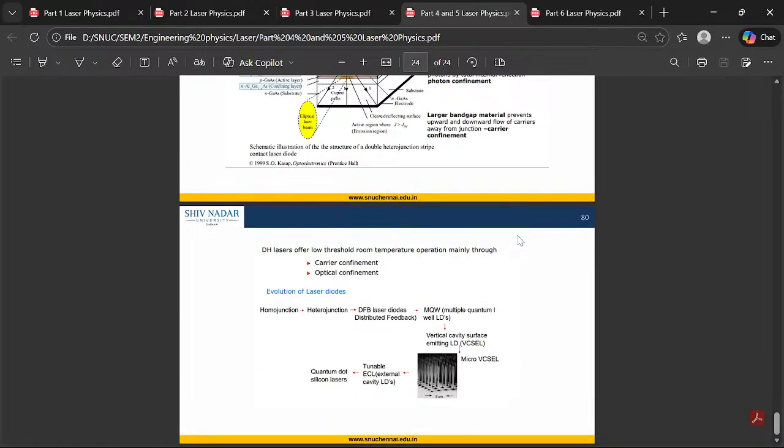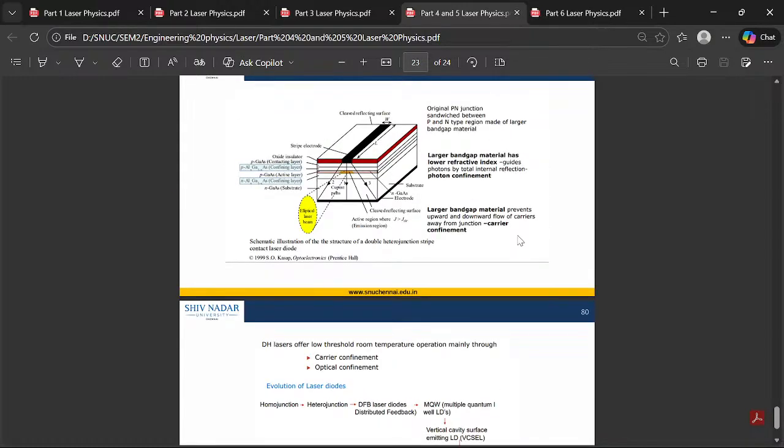So this is how the semiconductor laser works. I guess this covers pretty much everything about lasers.